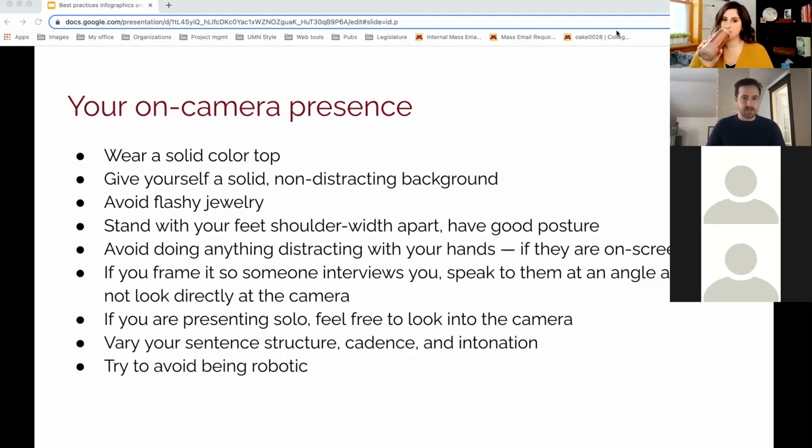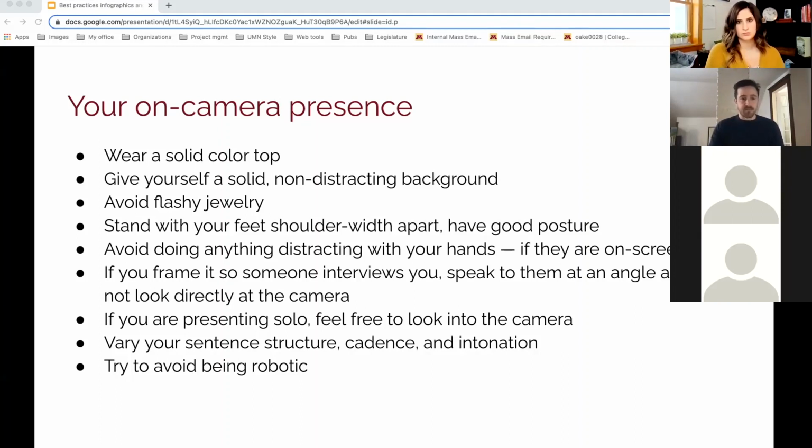So wear a solid top, use a solid, non-distracting background, and stand with good posture. If you're framing the video abstract so that you're being interviewed or you're interviewing somebody, you want to speak at an angle and not look directly at the camera, because you don't want it to seem strange that somebody is addressing you, but you're addressing somebody else. If you are presenting just you, feel free to look right at the camera. That way you're addressing your audience directly.